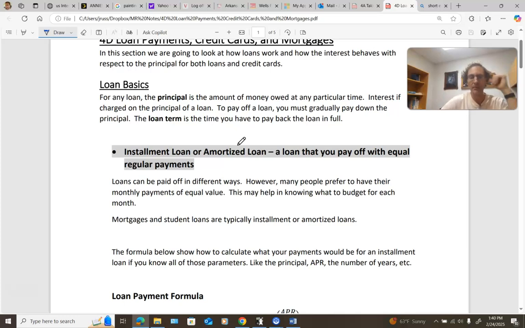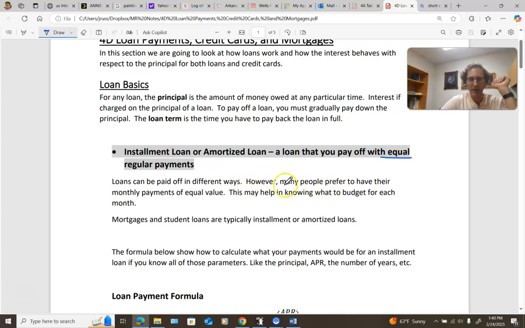It's real interesting. Anyway, what's special about this loan, guys, is that you pay it off with equal regular payments. So this is the one we're all accustomed to seeing. Loans can be paid off in different ways. However, many people prefer to have monthly payments that are the same. There are some types of loans that you may have equal monthly payments, but then toward the end of the term, if the loan is not paid off by that last payment, then you have to make a balloon payment.